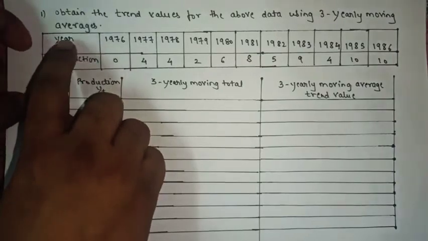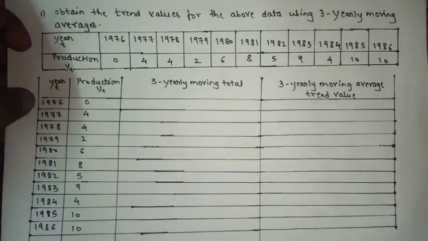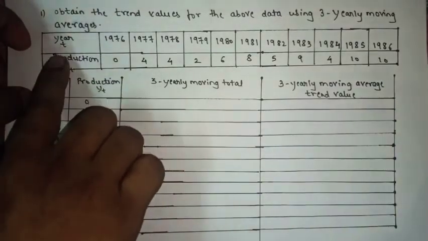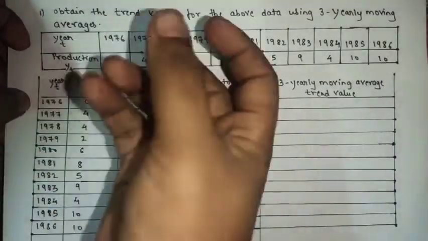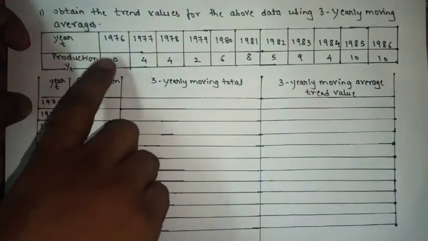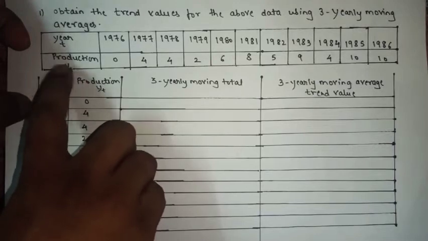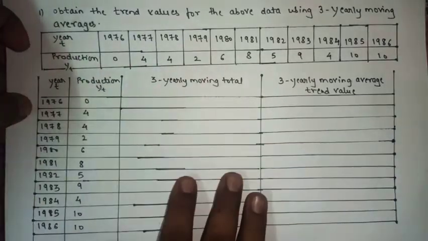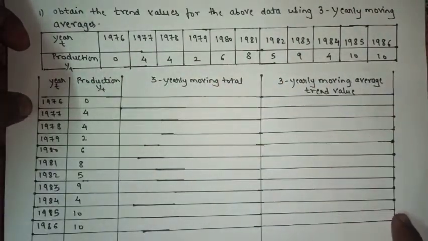Remember the symbol for year for each and every sum, and for each and every type. For years we'll take small t, which stands for time, and for production we'll take y to the base t, yt. Remember this as yt and this as t.